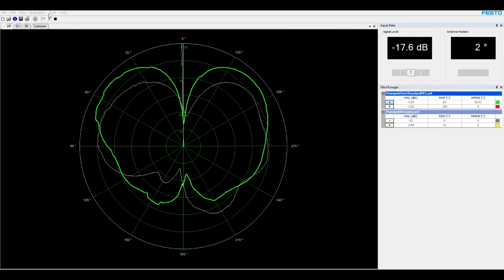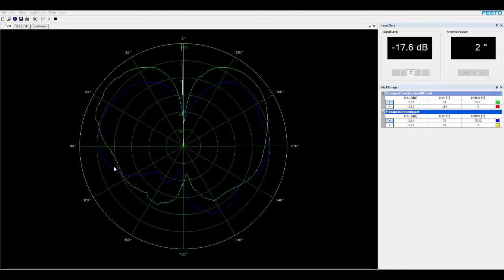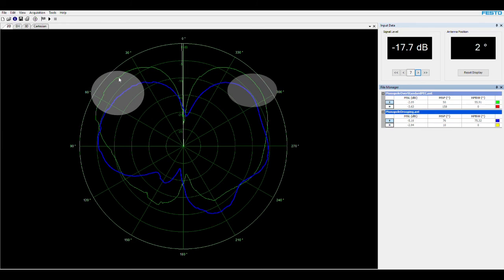Okay, so I'm going to store that as the E plane of the drooping monopole. This is the E plane of the drooping monopole. This is the E plane of the standard monopole with flat ground plane. Just ignore the fact that the nulls are not matched. If they were correctly adjusted, they would match. The observation that I'd like you to have is that the maximum signal level is different.